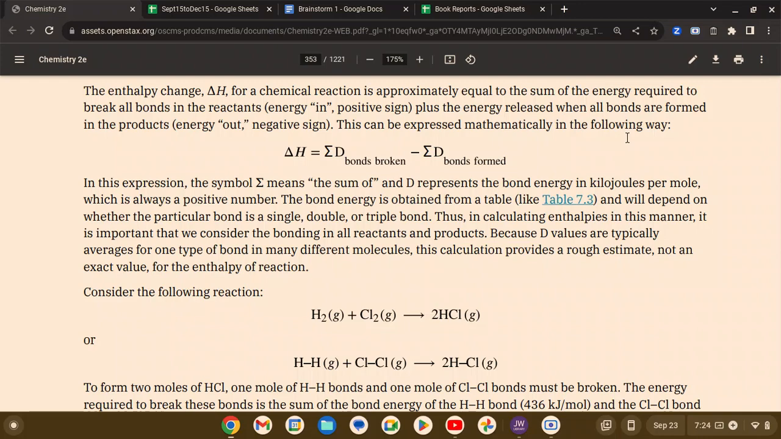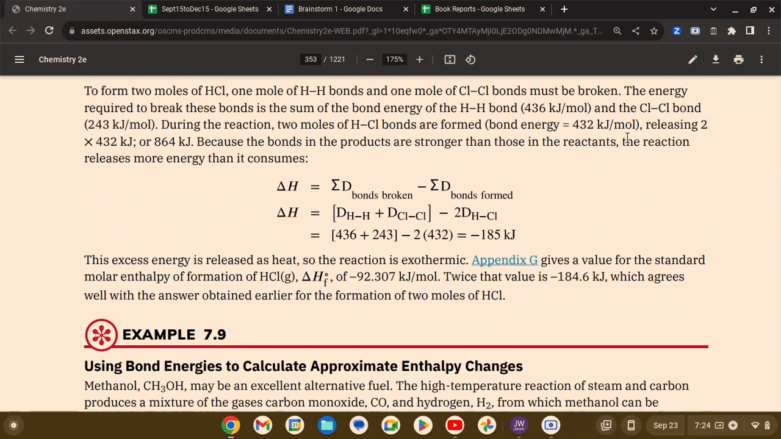Consider the following reaction. To form 2 moles of HCl, 1 mole of H-H bonds and 1 mole of Cl-Cl bonds must be broken. The energy required to break these bonds is the sum of the bond energy of the hydrogen-hydrogen bond and the chlorine-chlorine bond. During the reaction, 2 moles of hydrogen-chlorine bonds are formed, releasing 2 times 432 kilojoules, or 864 kilojoules. Because the bonds in the products are stronger than those in the reactants, the reaction releases more energy than it consumes. This excess energy is released as heat, so the reaction is exothermic.